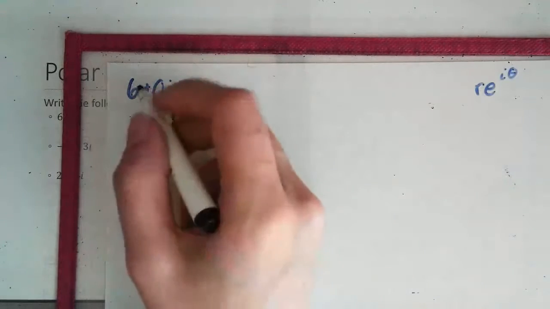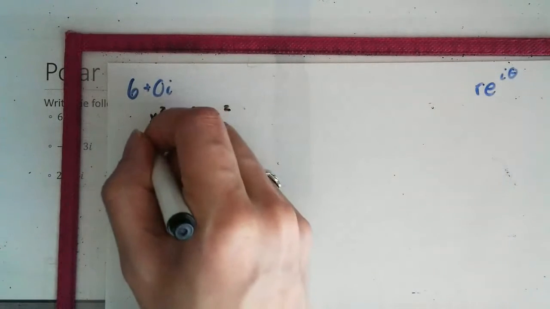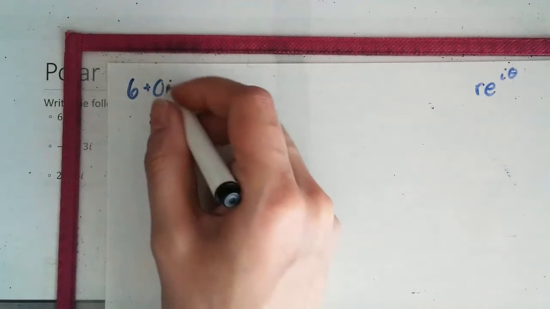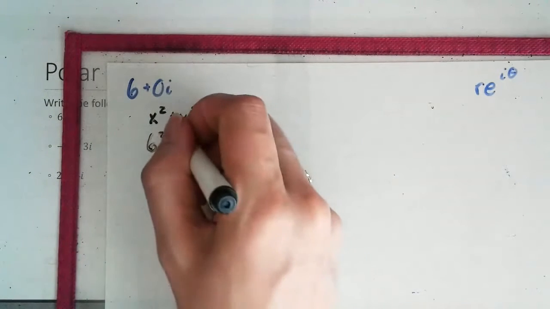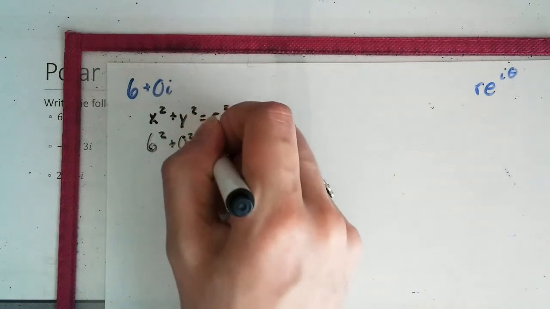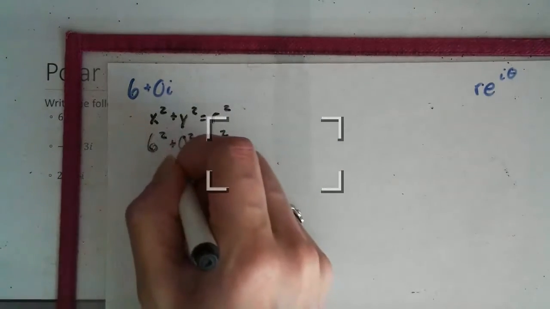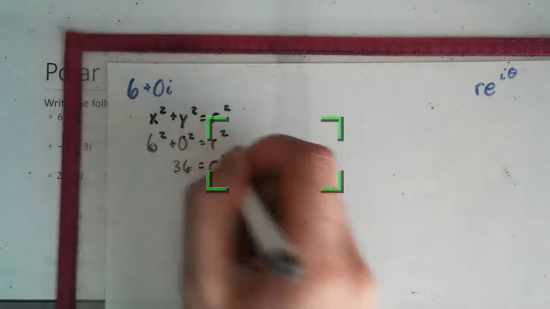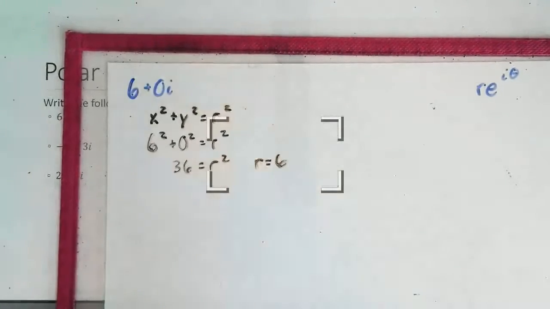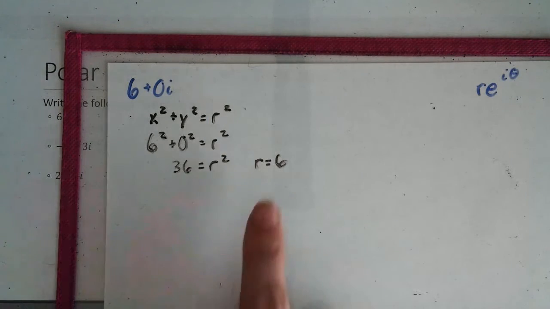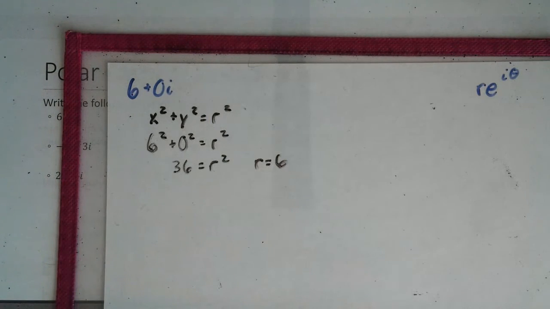The x value in this, or at least what we're thinking of as x, is 6. So we get 6 squared plus the y, or what we think of as y, is 0. So we have 6 squared plus 0 squared is equal to r squared. So 36 is equal to r squared, and r is equal to 6. No big surprise there. The complex number 6 plus 0i is 6 units from the origin. Not too much of a surprise there.